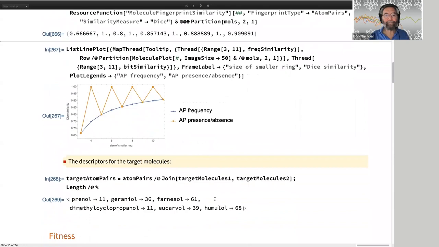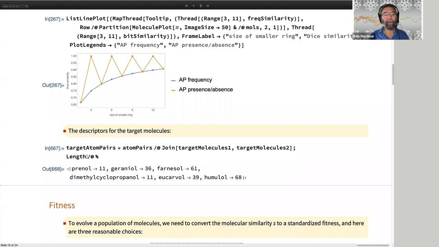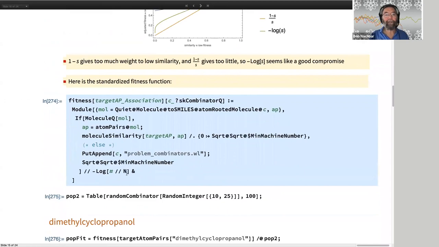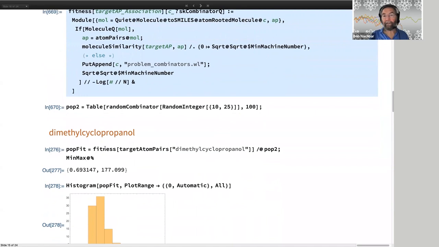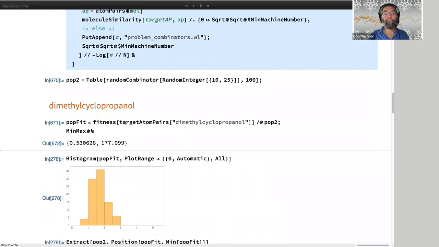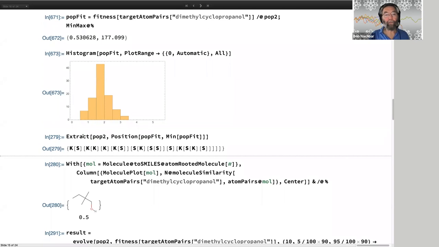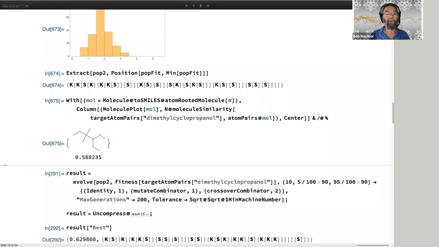And we can compute the atom pairs for our target molecules, so we have them handy. I'll skip over this part about the fitness. We can calculate the fitness as the atom pair similarity. We can generate a random population of combinators, and we can calculate the fitness on those, and see what the distribution looks like. And we can pull out the best one, which is that. We can see what the structure is. And it's this, and this is the similarity to the first target molecule.